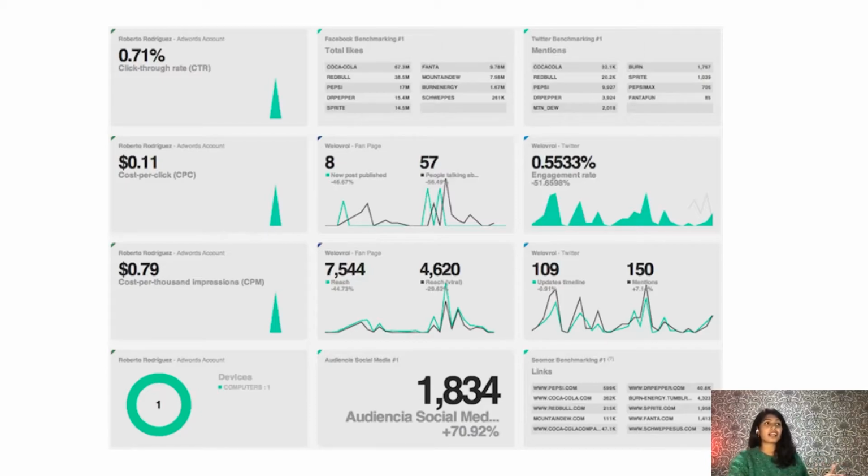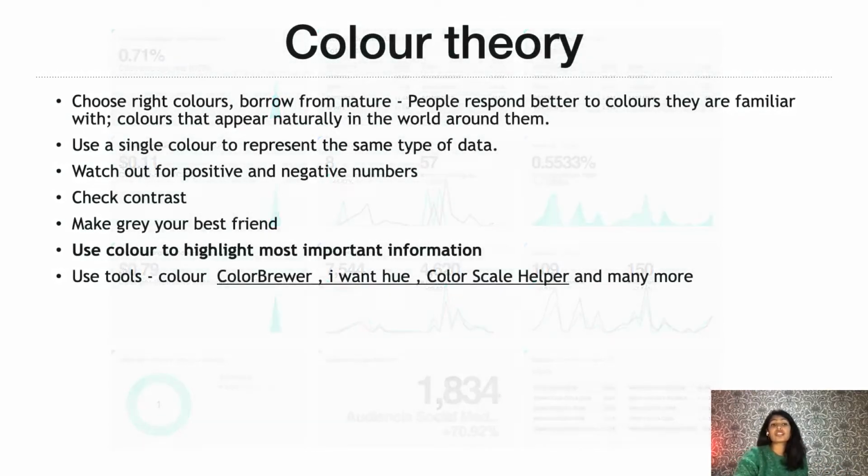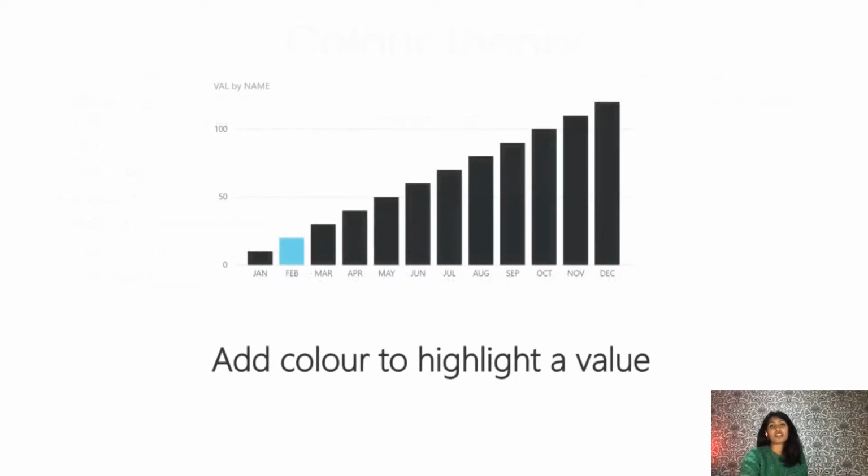If I use any other color, obviously I cannot use white because that doesn't differentiate, but any other color doesn't give the same value, like gray. So make gray your best friend, and use color to highlight the most important information. Color is not there just to add color to your life, well, not to your life, to your report, but color is there to highlight a value, to tell a story. Use color to highlight a value.